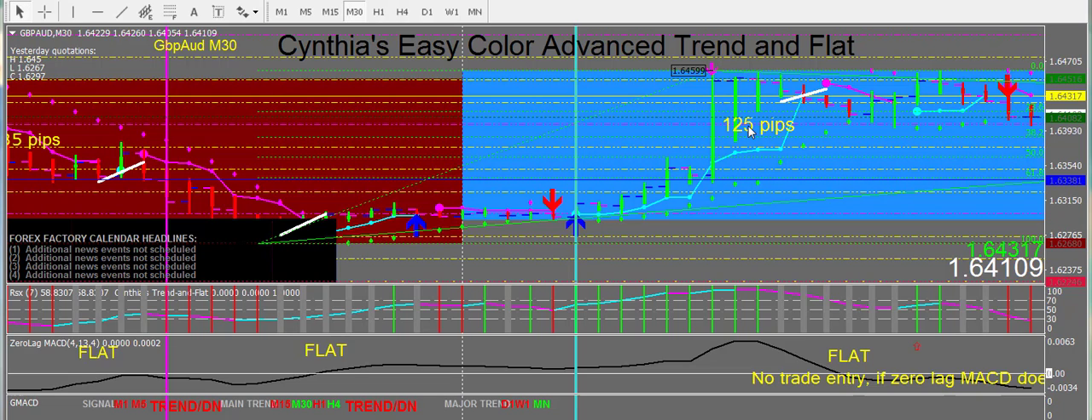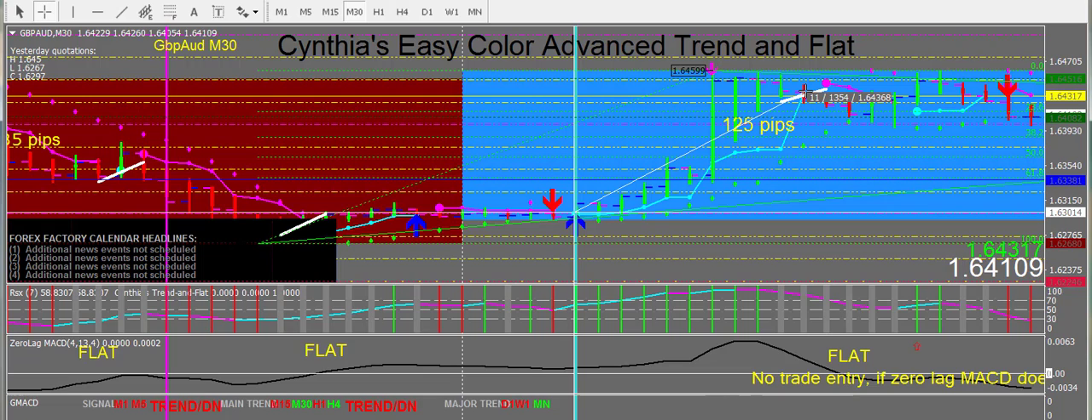So if you had gotten out right at the top when the magenta reversal exit arrow appears, that's 150 pips roughly. If you had waited to get out when it's obvious that the trend is changing, that's only 135 pips.